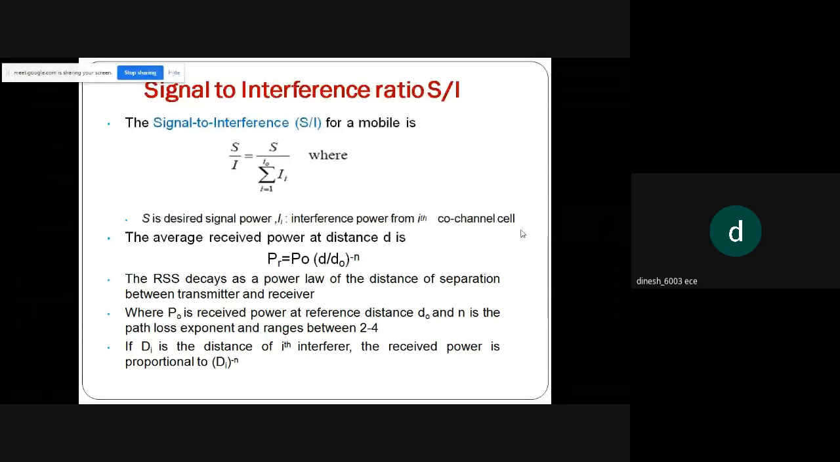The average received power at a distance D would be Pr equals P naught times D by D naught, whole power minus n, where P naught is the received power at reference distance D naught, and n is the path loss exponent that ranges between 2 to 4. So Di is the distance of the ith interferer, and the received power is proportional to Di to the power minus n.